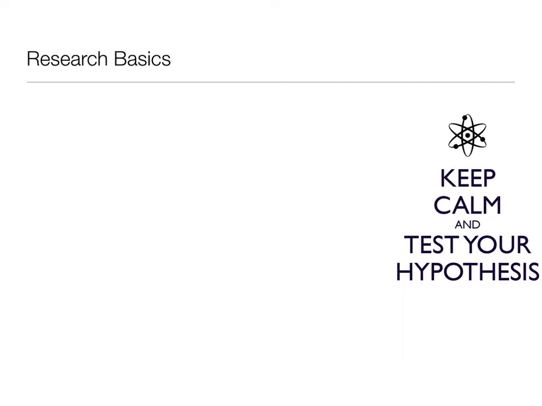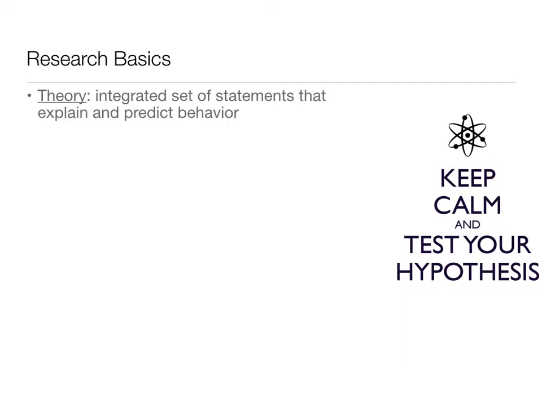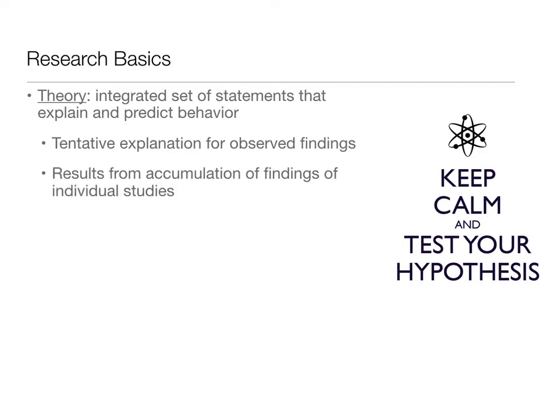So again, let's talk about some research basics. A theory is this integrated set of statements that in psychology are going to explain and predict behavior. So it's a tentative explanation for observed findings. And this sounds a little like a hypothesis to begin with, but it's much broader than a hypothesis. It's in fact based on findings from a whole bunch of different studies. So I like to think of it as like an umbrella, an umbrella that has all these different research studies in it.